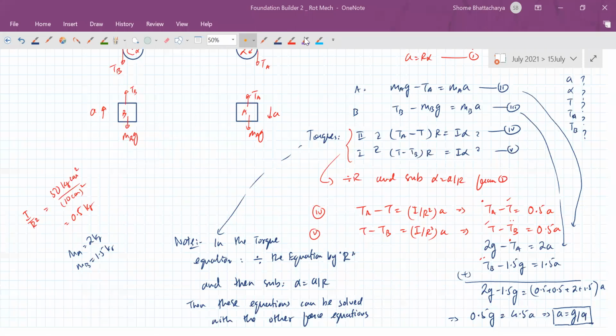Sir, you added all four equations. All the four equations are added. So all the three tension terms are getting cancelled, and we are just left with the 2G minus 1.5G. You can check. There's a TA, there's a minus TA, there's a TB, there's a minus TB, there's a minus T and a plus T. So all the tensions are getting cancelled. Understood now? Yes. Okay.